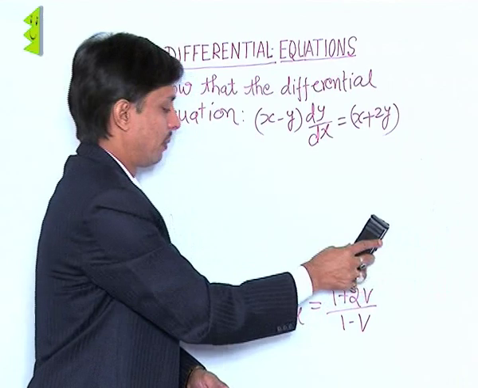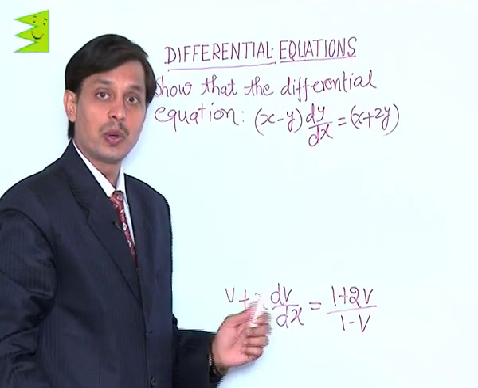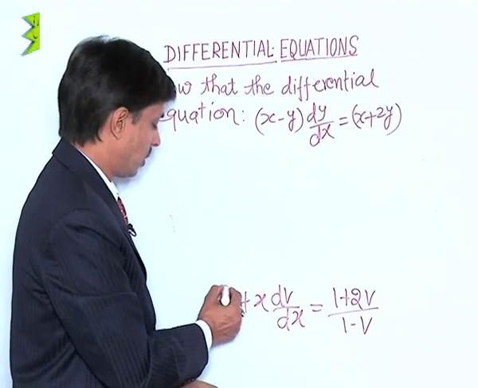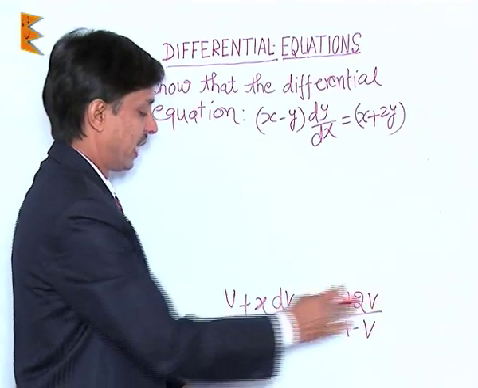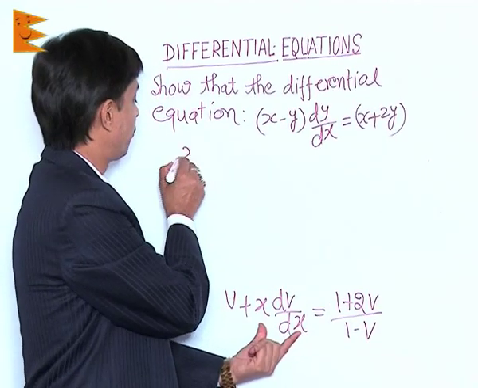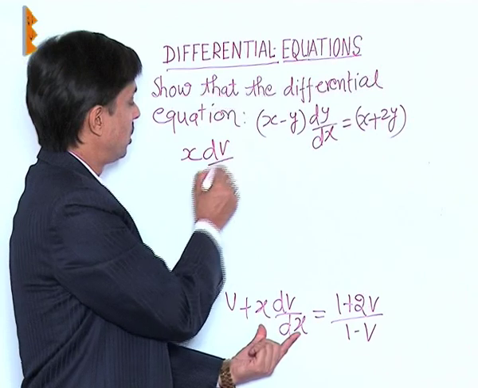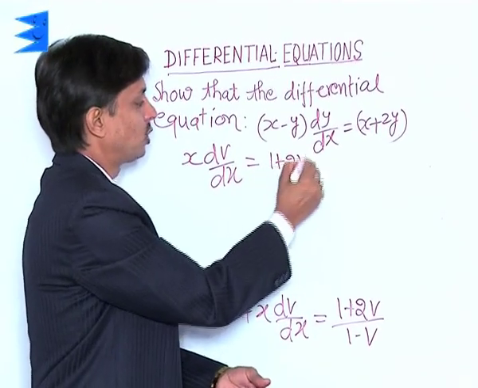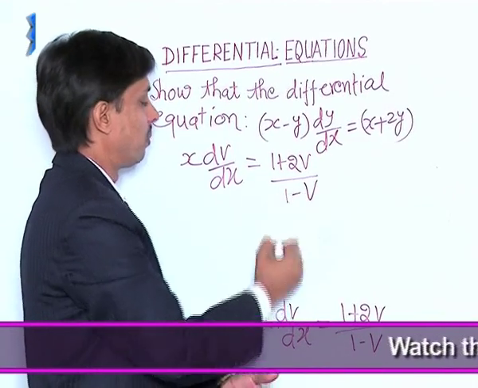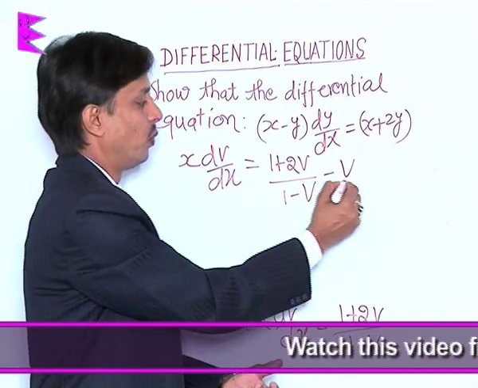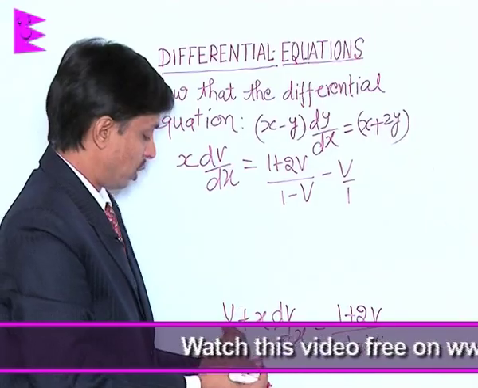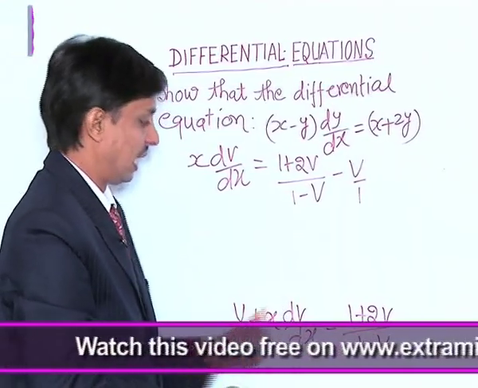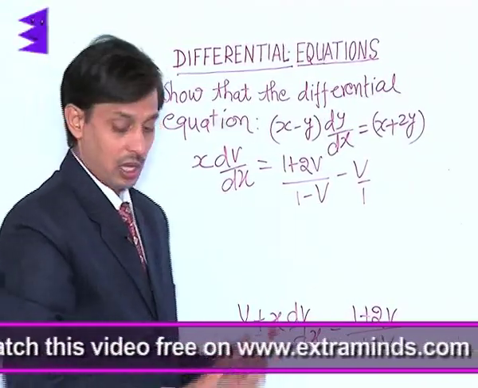To solve it, I am telling you that we should transfer the term containing v from the left side to the right side. So we will take x dv upon dx on the left side, which is equal to (1 plus 2v) upon (1 minus v) minus v upon 1, because this v is transferred from LHS to RHS.